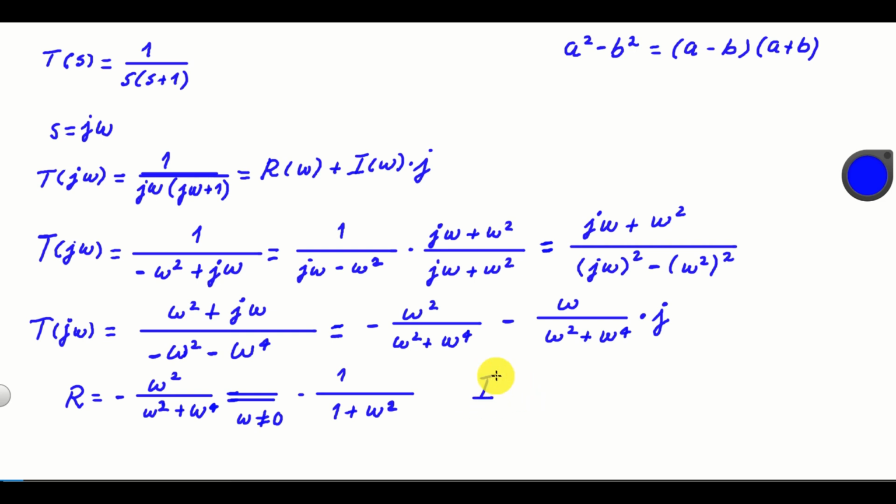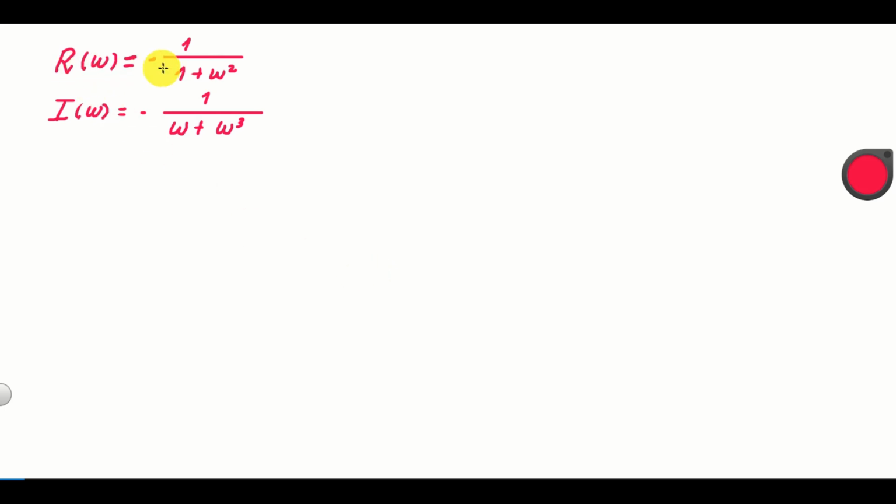Similarly, for the imaginary part, we have imaginary part is equal to minus omega over omega squared plus omega to the power 4. And under the condition that omega is not equal to 0, we can express our imaginary part as minus 1 over omega plus omega to the power 3. Here is the real part once again, and here is the imaginary part once again.